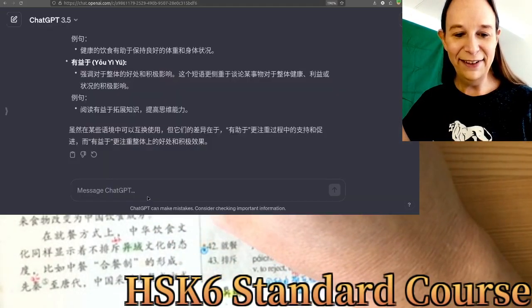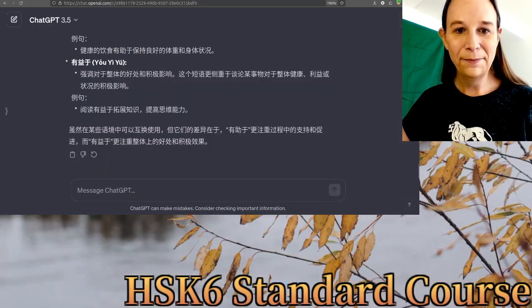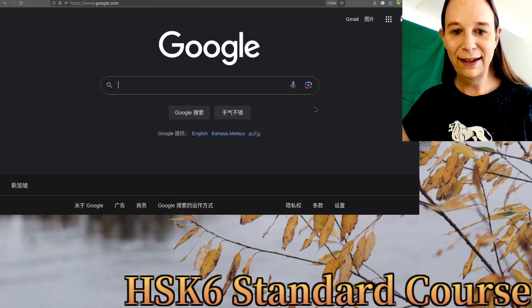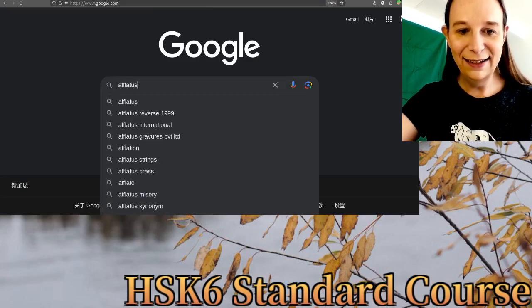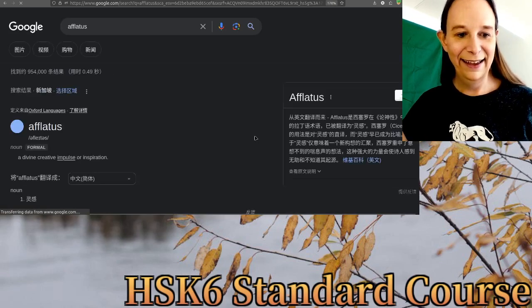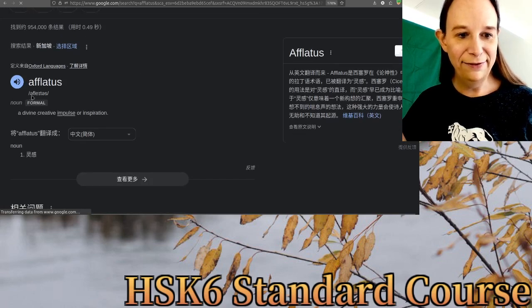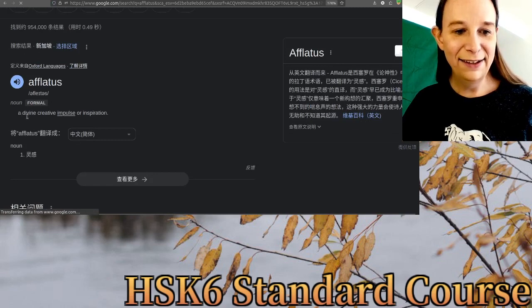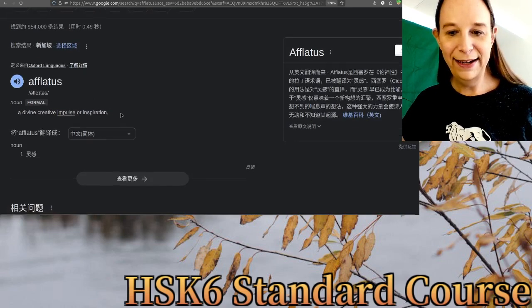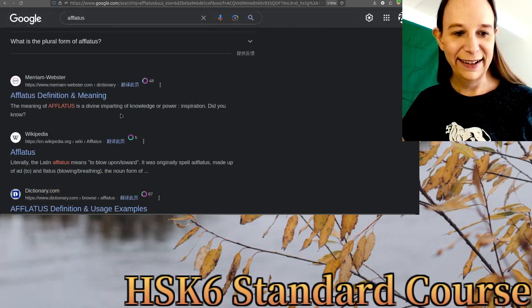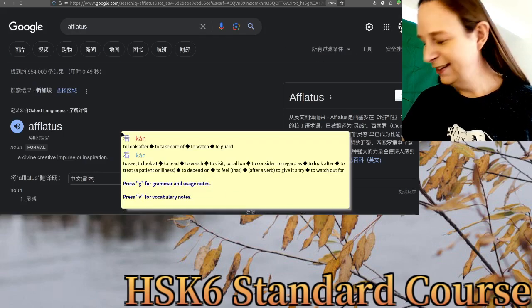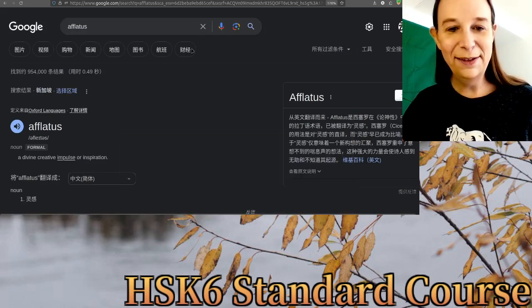Is afflatus a word? Afflatus. Afflatus. Divine creative impulse or inspiration. Afflatus. All right. Afflatus. Apparently it is a word.